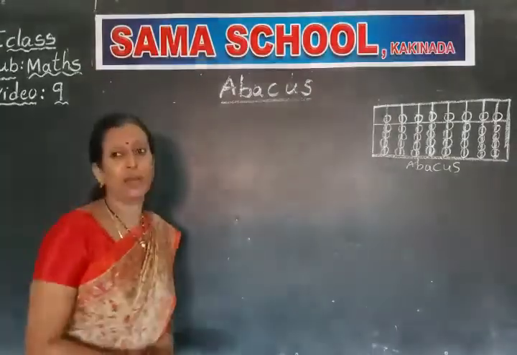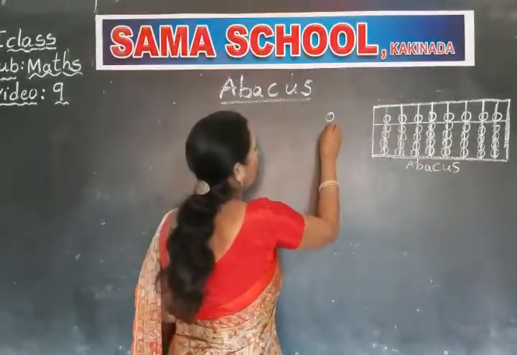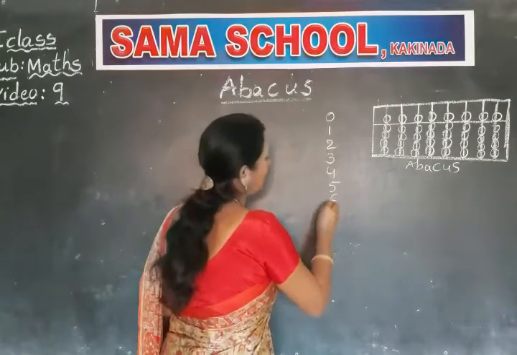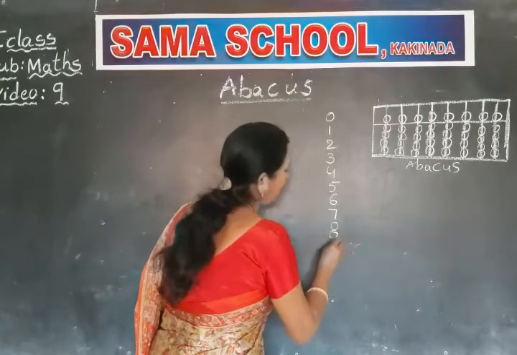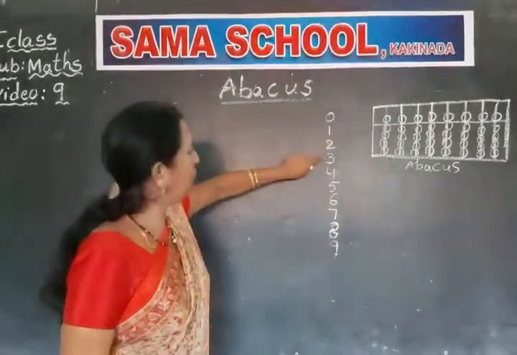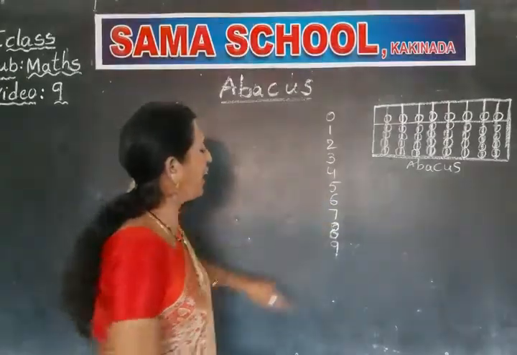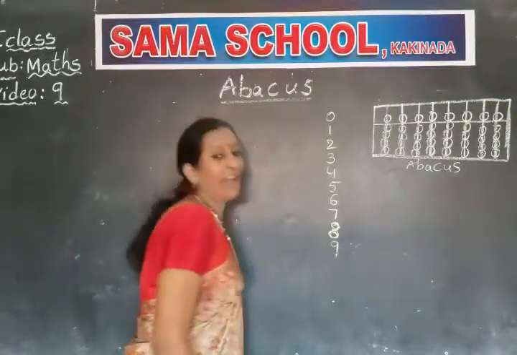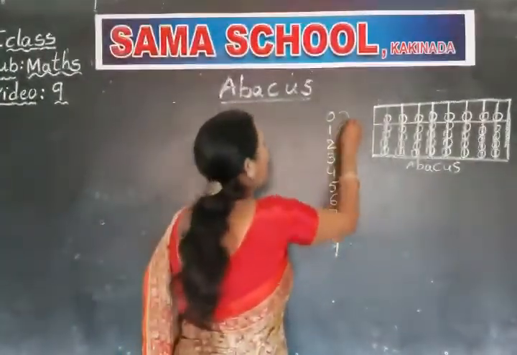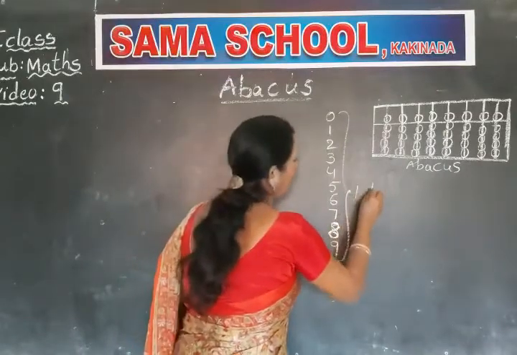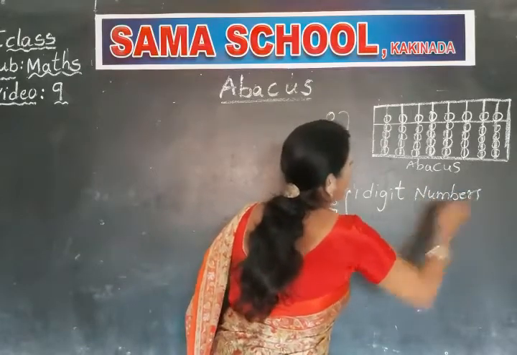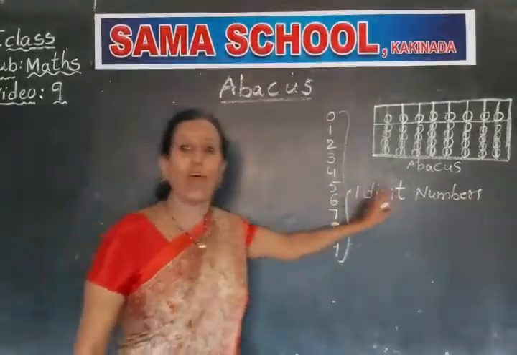Here I'll give some numbers. The first ones: 0, 1, 2, 3, 4, 5, 6, 7, 8 and 9. These are the one digit numbers. All of 0 to 9 are the one digit numbers.